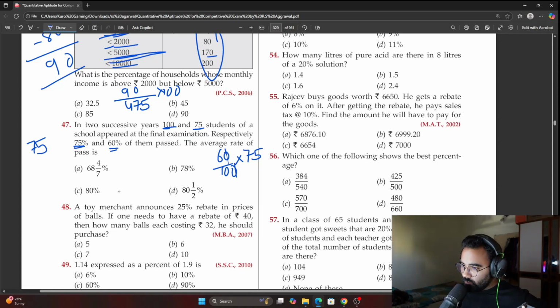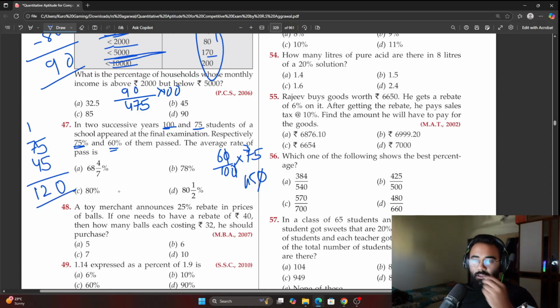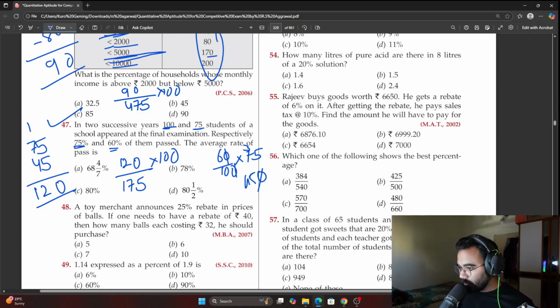That should give you 6 5s are 30. 7 6 are 42. 42 plus 3, 45. And this 0 is cut. So 45 is the number of students that passed. So then simply just total. 7 plus 4, 11. 11 plus 1, 12. 120. And now what were the number of students? The number of students, 120 upon 175 into 100. So calculate this and you'll get the answer.